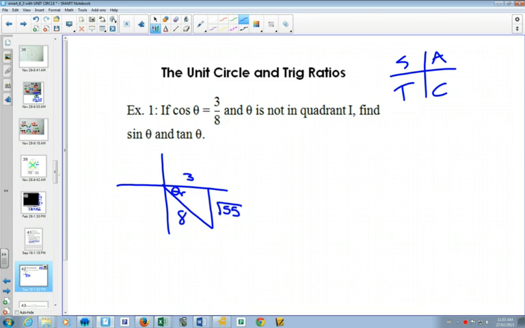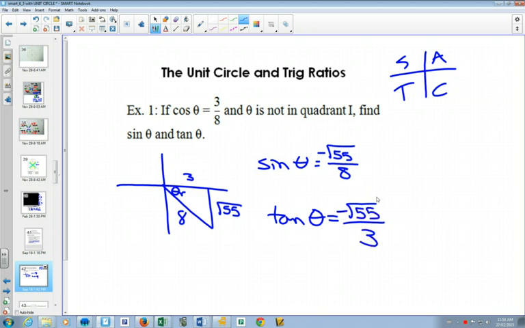But now when we go to write down what sine of theta would be, well, sine is opposite over hypotenuse. We use our reference angle. So we know that root 55 is the opposite, 8 is the hypotenuse. And because it's in quadrant 4, sine is going to be negative. Tan, opposite over adjacent. And because it's in quadrant 4, you know tan is negative.